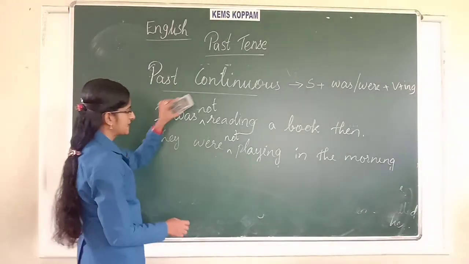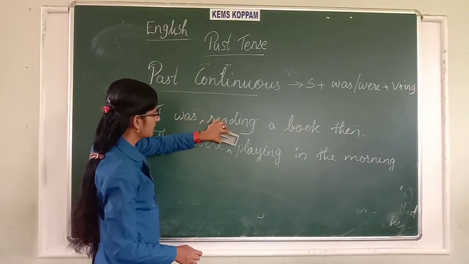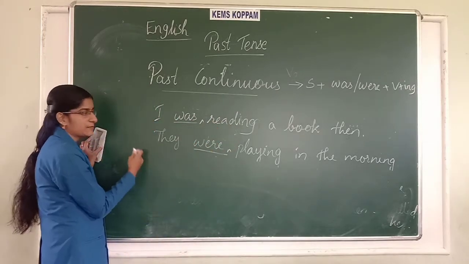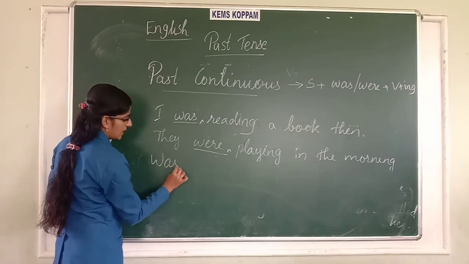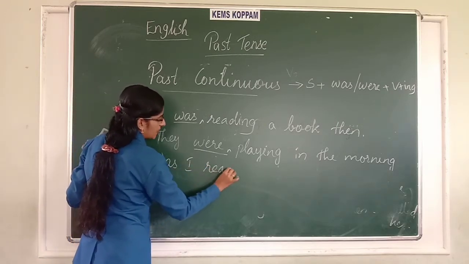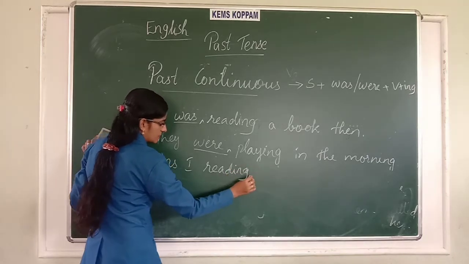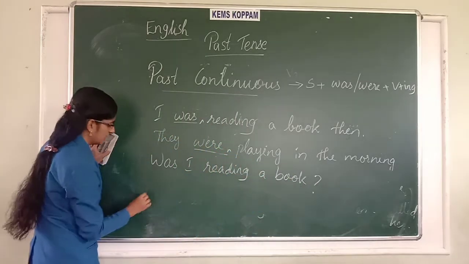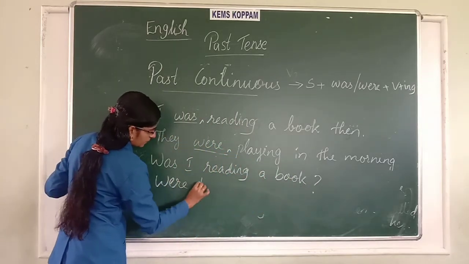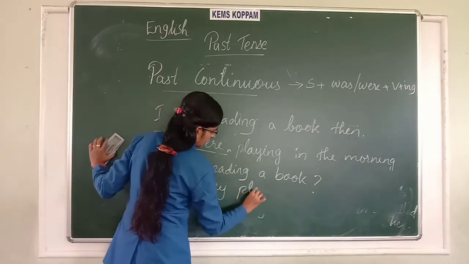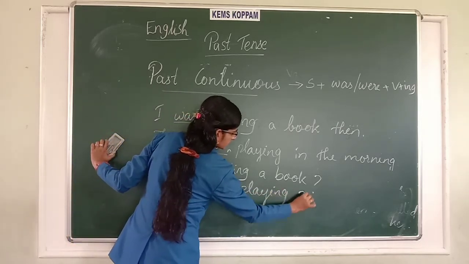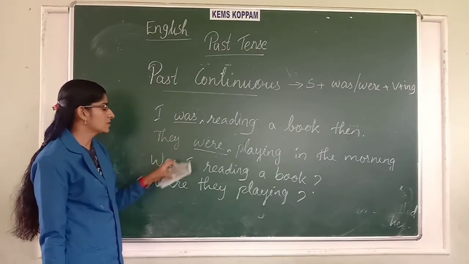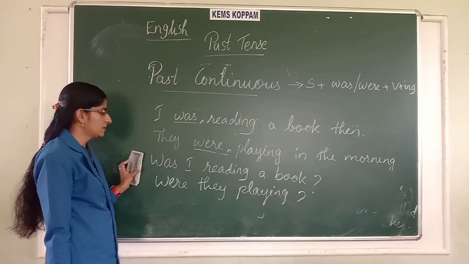And can we form a question? Okay, this is for negative sentence. For forming question, just bring this auxiliary verb to the front. Was I reading a book? Okay, was I reading a book then? Here, were they playing? Were they playing in the morning? Clear? In order to form question, just bring this was or were to the beginning, at the front of the sentence.